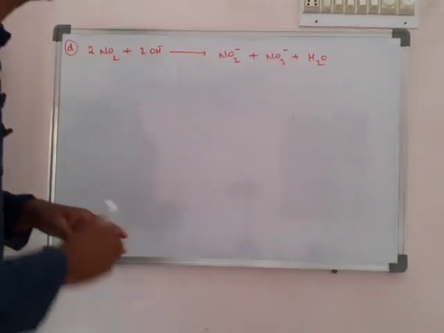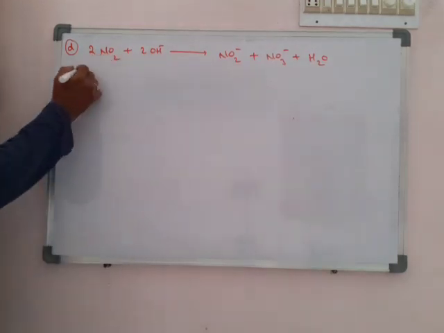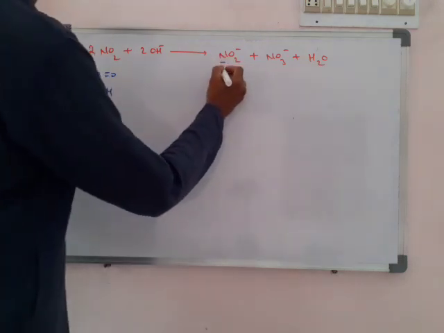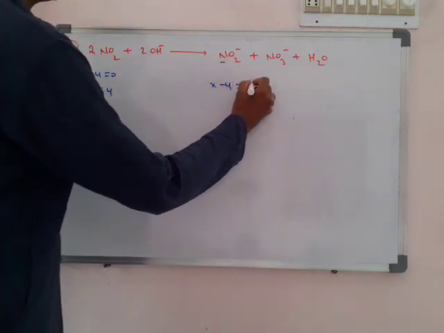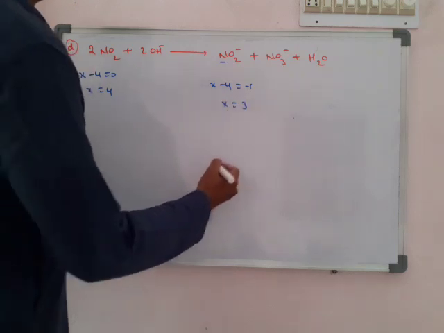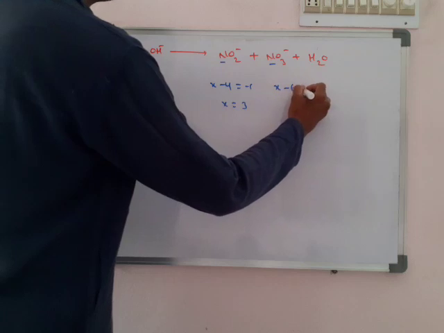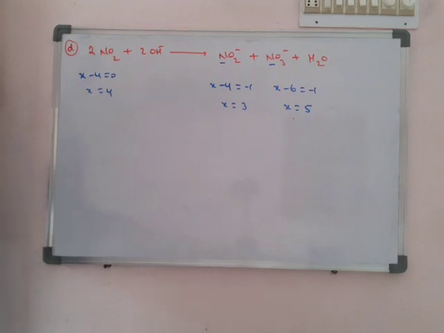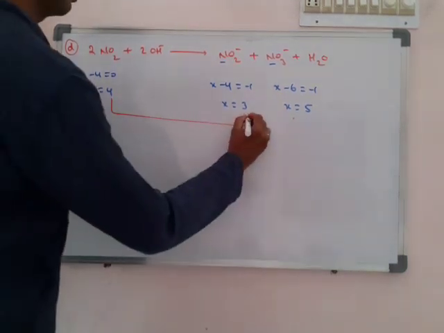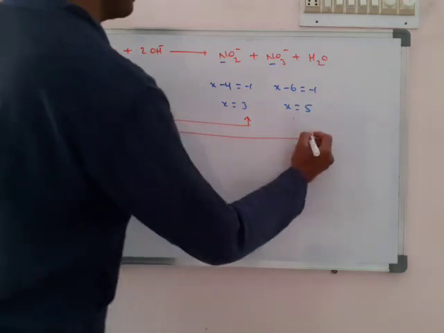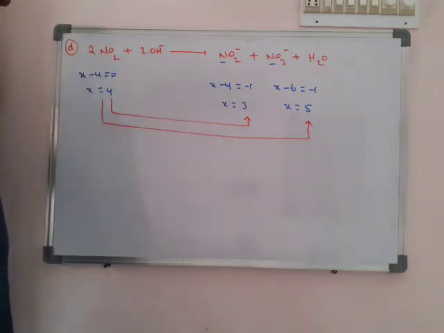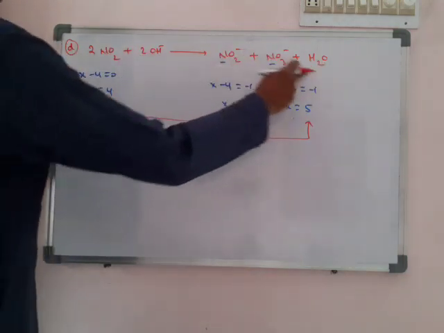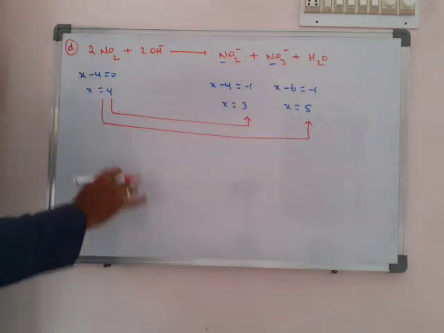So what is the oxidation state of nitrogen in NO2? x minus 4 equals 0, so x equals 4. In the product, x minus 4 equals -1, so the oxidation number is 3. What is the oxidation number in the other? x minus 6 equals -1, so x becomes 5. So here nitrogen gets oxidized and also reduced. Is there any change in the oxidation number of other elements? No change. O is minus 2 throughout. Hydrogen is +1 here and +1 there, no change. The change is only in the nitrogen oxidation number.